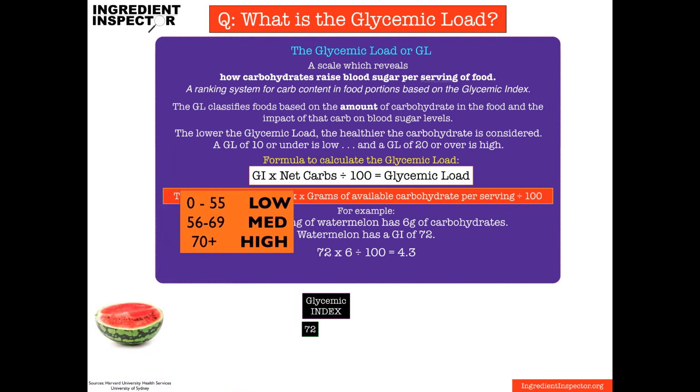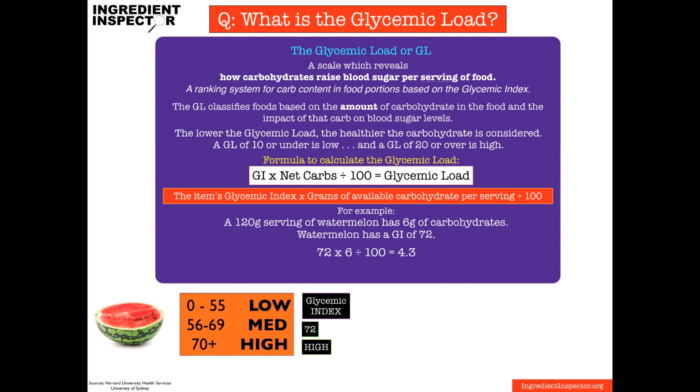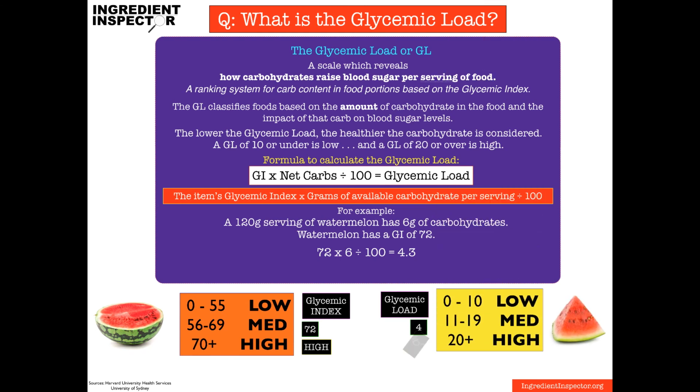So watermelon, from a glycemic index standpoint, has 72, which is considered high. But when we calculate the glycemic load per serving, a 120 gram serving, we see that the glycemic load is low at 4. So watermelon has a high GI and a low GL, and this is what revealed the weakness of the index: it didn't take into account how much we were consuming in the calculation.